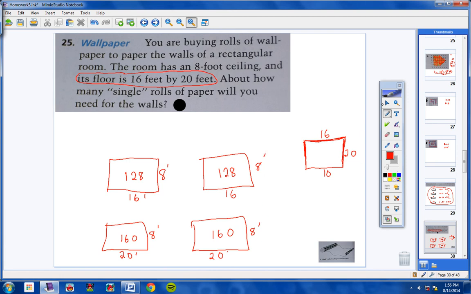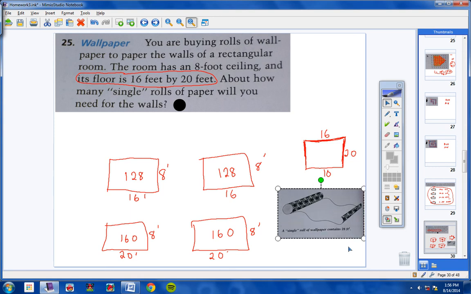And I just thought of something. I hope they did not give us this information here in yards. I'll bet they did. No, they did not. Very good. Okay. We'll get to that in a second.